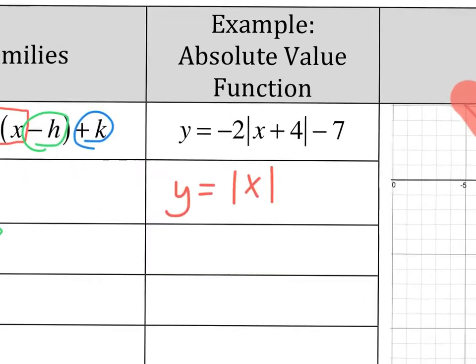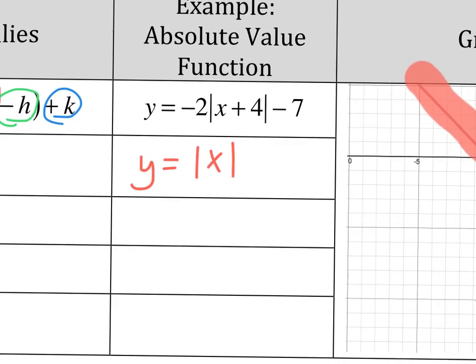So over here, how do I interpret this? Well, this one right here tells me where I shift it left or right. I have to shift left 4. Why? Because I have to take the opposite of what I see. Always the opposite of the inside for the shift.